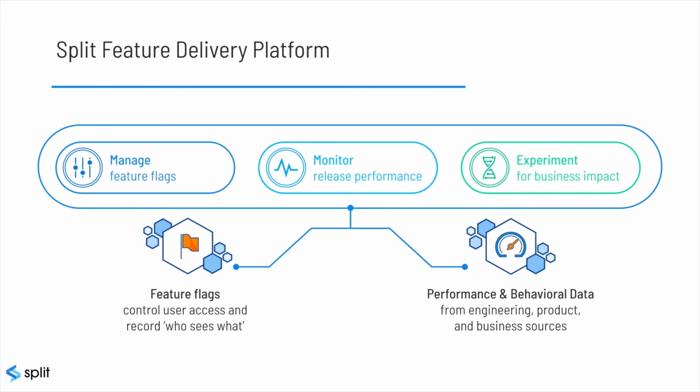Split is a feature delivery platform that combines the speed and reliability of flags with data to measure their impact on your users. Create and manage feature flags at scale, monitor and receive alerts on feature health, and experiment on new ideas to deliver the best outcomes for your customers.